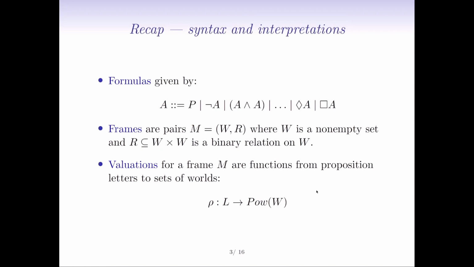And then in a frame, we'd usually think that any particular proposition might be either true or false at any given world in that frame. So a valuation for a frame is a function that maps proposition letters to sets of worlds. For any proposition letter, the valuation returns a set of worlds when applied to that letter, and it's supposed to be the set of worlds at which that proposition is true.